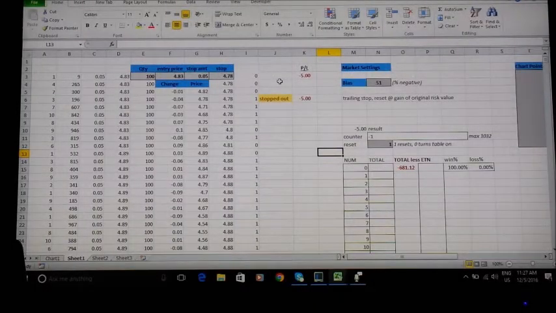Okay, so this is my trading simulator. It's basically just a spreadsheet that allows me to test out different trading parameters and see how they would turn out over a series of thousands of trades. It's pretty straightforward. I just put in my basic information here. So we've got 100 shares at 483 with a trailing stop of 5 cents.